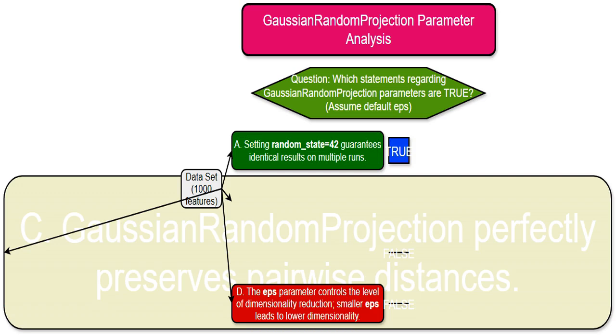Remember, GaussianRandomProjection uses random projections, which are approximate methods. They don't guarantee perfect preservation of distances, they aim for an approximation. So, this statement is false.